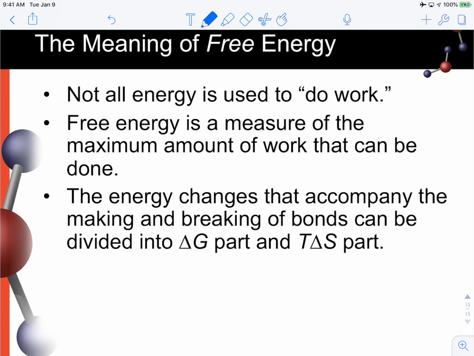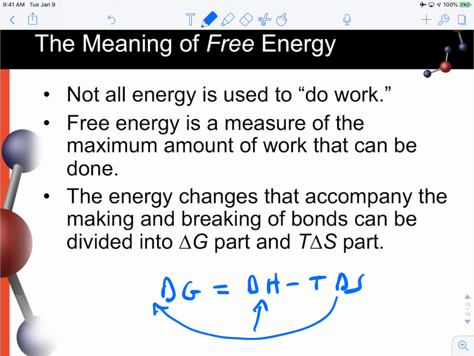So the meaning of free energy, if you will: not all energy is used to do work. Free energy is a measure of the max amount of work that can be done. The energy changes that accompany the making and breaking of bonds can be divided into the delta G part and the T delta S part. And the important thing is to realize this is the total energy from the breaking and forming of bonds in a chemical reaction. So if you bring this over here, you can realize that plus that is the total energy.